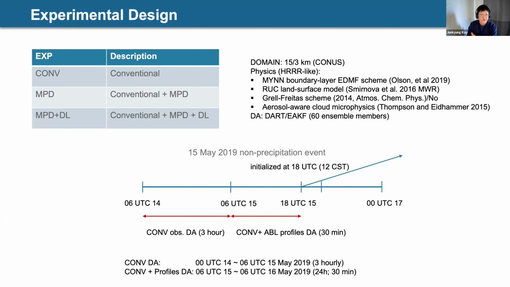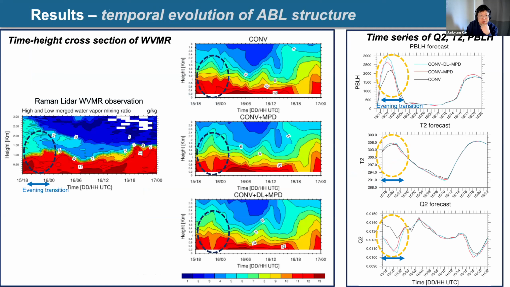We use the same domain as our previous OSSE and OSE. However, we use a different physical parameterization set, which is much more similar to the operational model. And we use the same DART ensemble data assimilation system, using 60 ensemble members. And this is the very preliminary result.